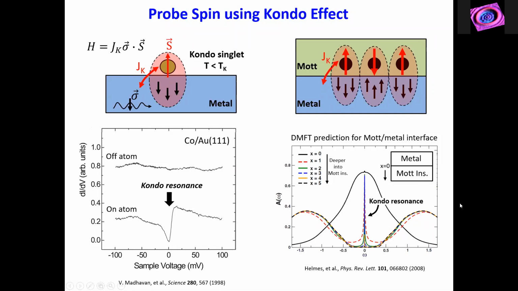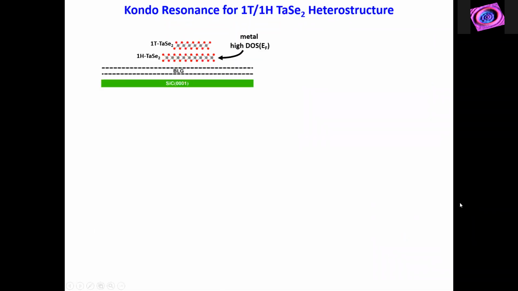And so we thought we would use this technique to see if we could actually observe the spins in our Mott insulator. So we took the 1T TaS2 and we stuck it on top of a single layer of 1H TaS2, because 1H TaS2 is a good metal. Now you might ask, why didn't we just stick it on the graphene, which we did do, and why didn't we see the Kondo there? The reason is that the density of states of bilayer graphene is small, whereas the density of states of 1H TaS2 is really big. So we can then see the Kondo effect better.